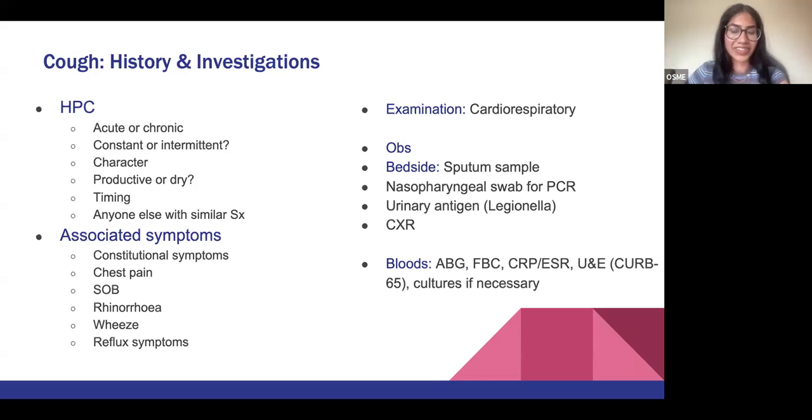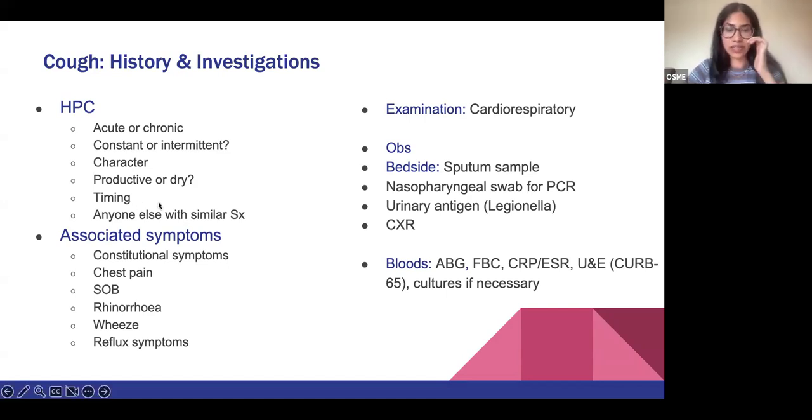Sorry, for the history. So these are the characteristics of the cough that you need to ascertain. We've already talked about how long have you had the cough for? Is it a constant cough or is it intermittent? And if it's intermittent, are there specific triggers for the cough? The character: is it breathy or wheezy? Productive and dry is different.